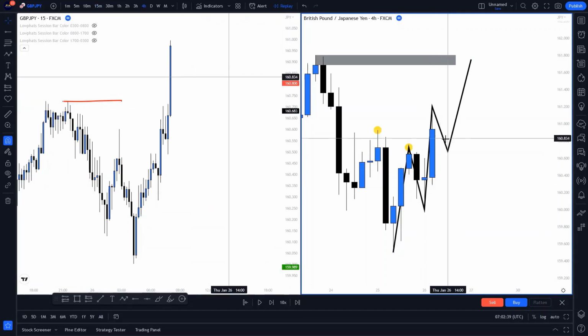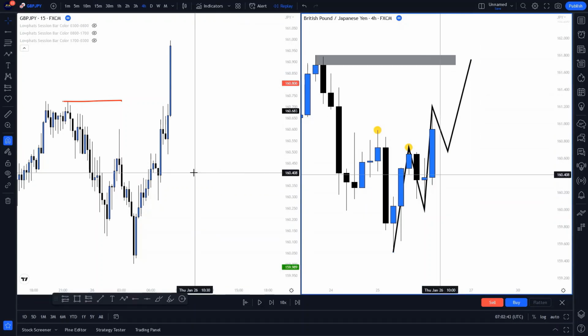So now knowing that we're looking for this next bullish leg on the 4-hour, we can take it back over to the lower time frames.